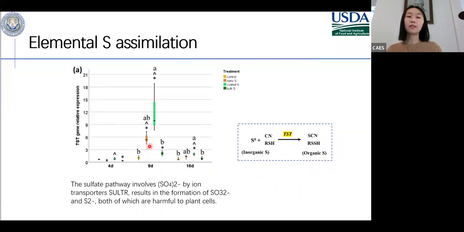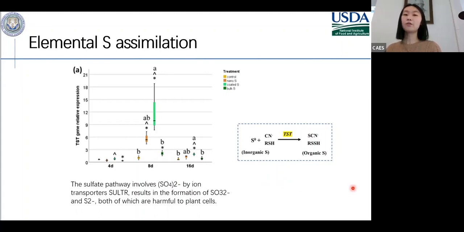And the results also prove our hypothesis that in the nanosulfur and coated nanosulfur treated plants, this process seemed to be significantly enhanced by those two. And it only appeared at 8 days, which demonstrates a narrow time window of this process.